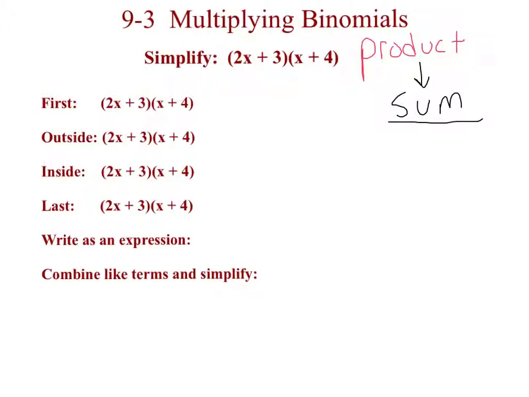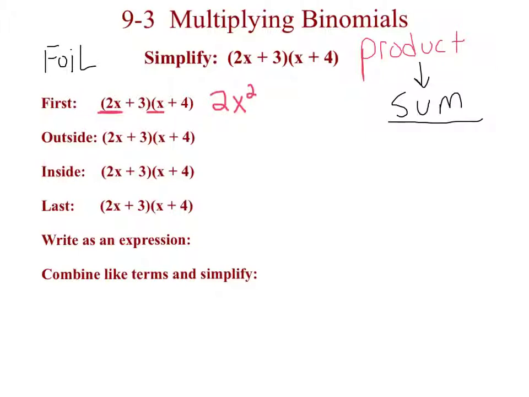So here are the steps. There's an acronym called FOIL: first, outside, inside, last. Another way to look at this is you're basically doing the distributive property two times. You're going to take this, distribute it, and then you're going to take this, distribute it. Here's what it looks like.